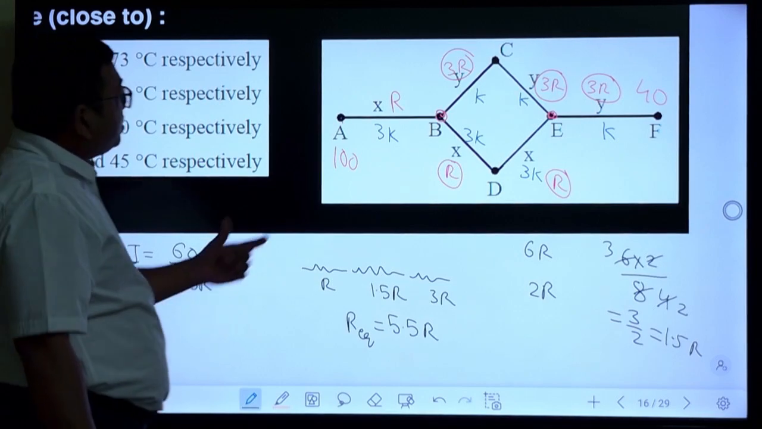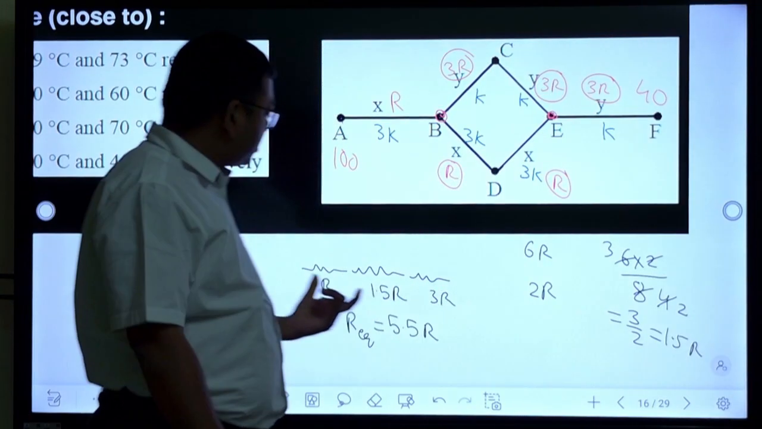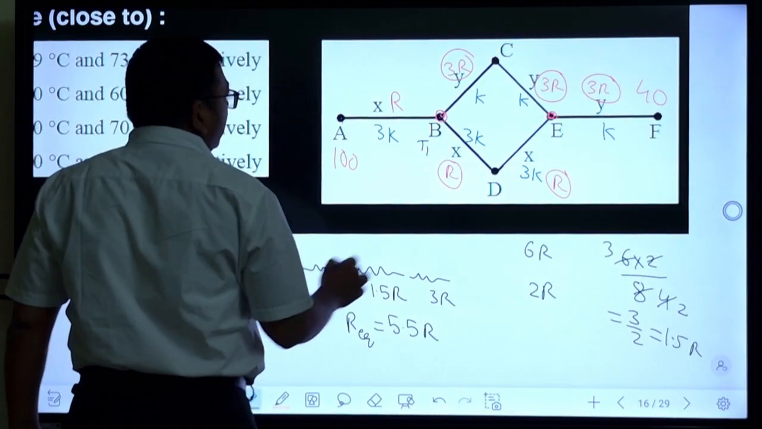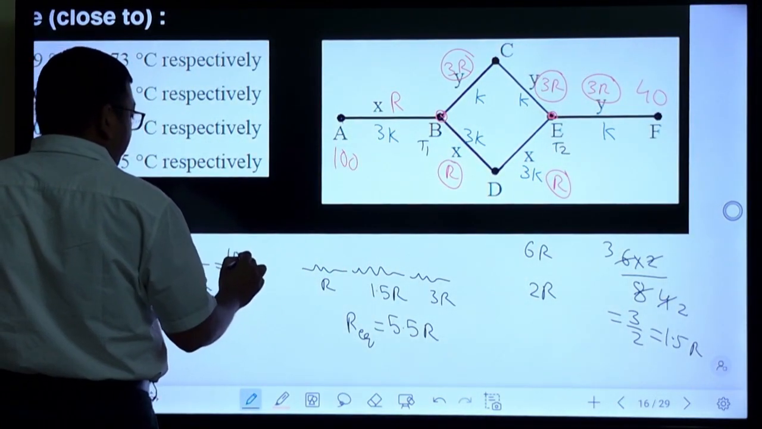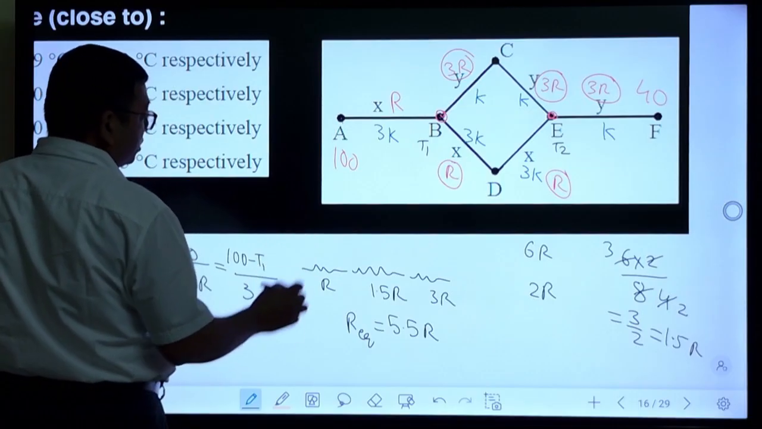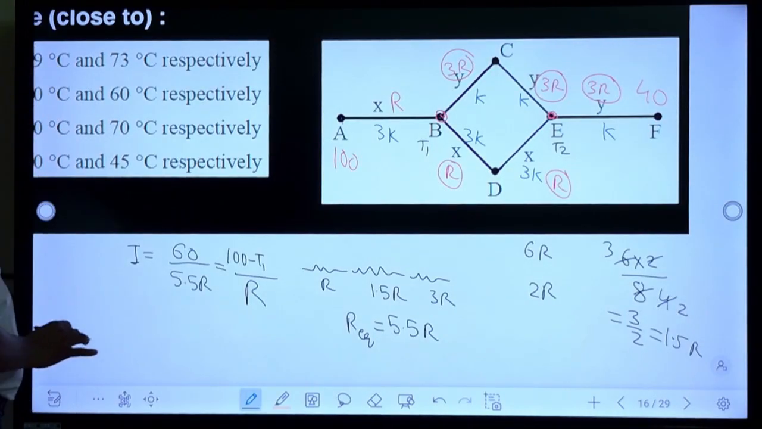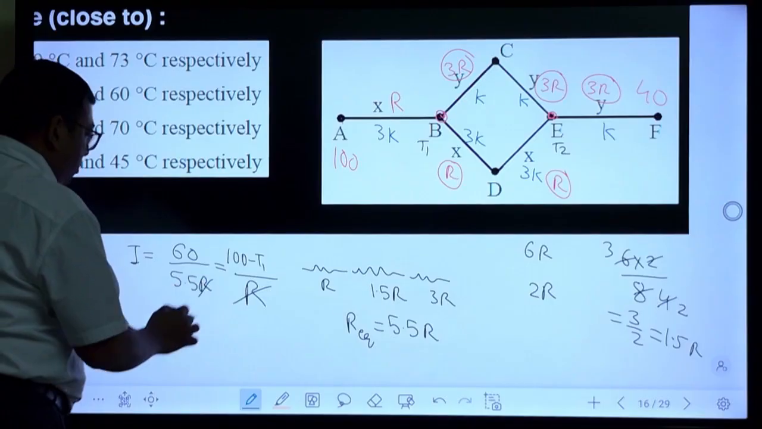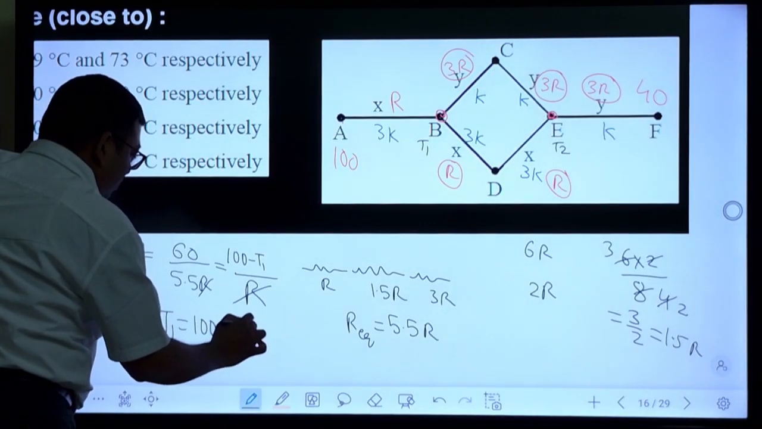And note that the same current will be passing in this branch or in the equivalent branch. So suppose I take the same current here, and let us say temperature here is T1 and temperature of E is T2. So here what is this difference? 100 minus T1 divided by 3R, or sorry, this R divided by R. Now solve this. Now solve T1 and then we can check out. So R factor will get cancelled.